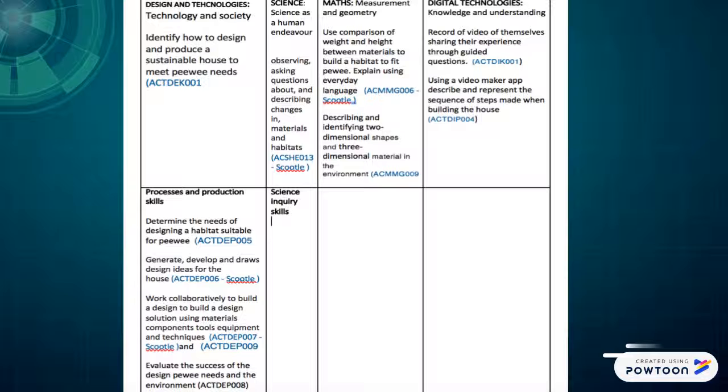Science is easily incorporated into this activity because the students have to consider the environmental factors about where Pee-wee lives and what kind of house Pee-wee needs. The students will also use their math skills in measuring their house and comparing different weight and length of the material.